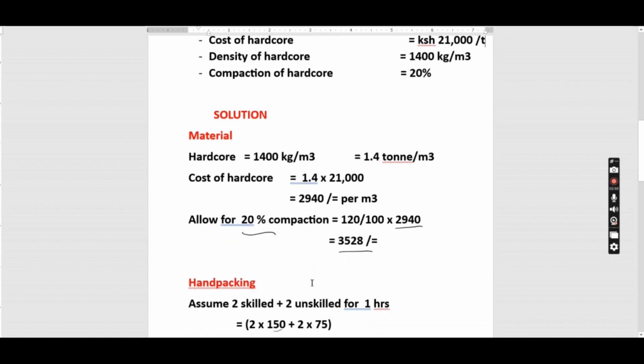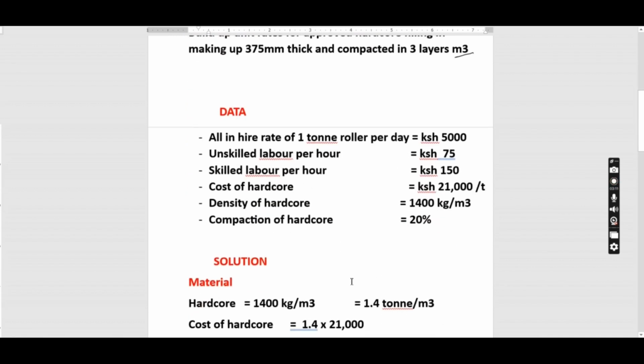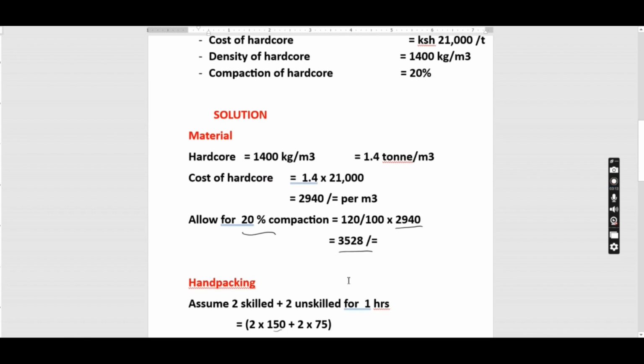Now let's proceed to unpacking. We have those people that are going to pack this hardcore here. It needs to be unpacked and arranged. So we need the skilled for the measurement, and on how it's going to be arranged, and then we need the unskilled who are going to help in the unpacking.